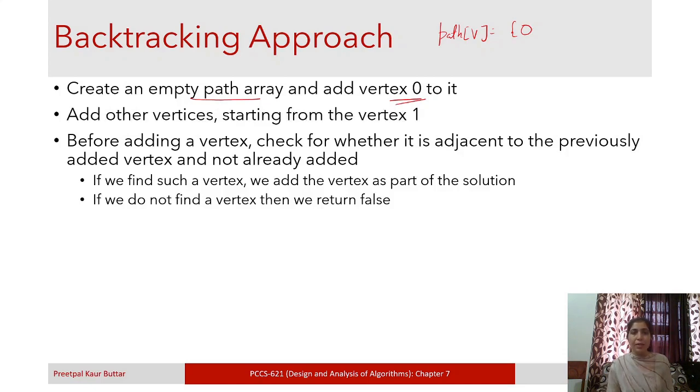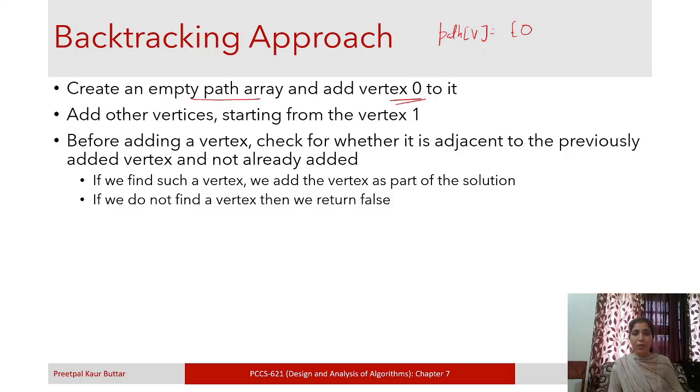Okay, and then we add other vertices one by one starting from the next vertex after 0. So after vertex 0 we have vertex 1, vertex 2, vertex 3, and so on. So we one by one keep on adding those vertices, but we have to satisfy the constraint of this problem of Hamiltonian cycles. The constraint is that there should not be any vertex which is repeating. Okay, so no vertex should be repeating.